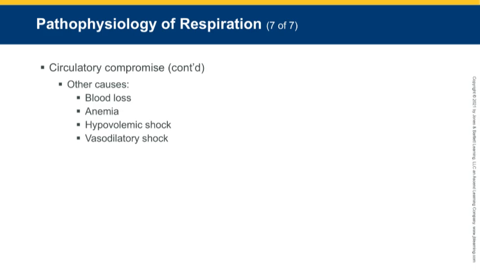Other causes of circulatory compromise include severe blood loss, which reduces oxygen delivery to tissues, and vasodilatory shock, which results in poor circulation due to widespread vessel dilation. These conditions can be life-threatening if not addressed promptly.